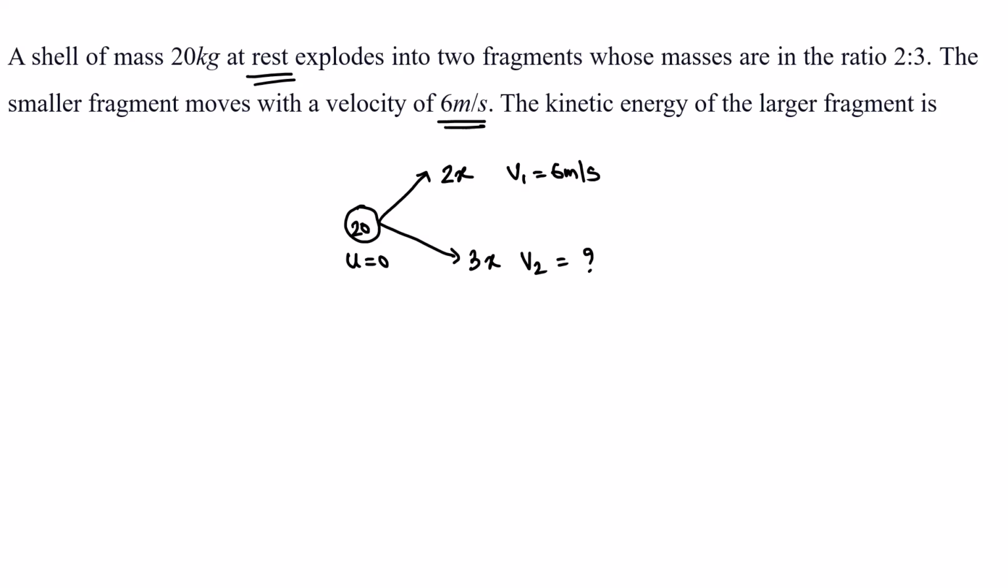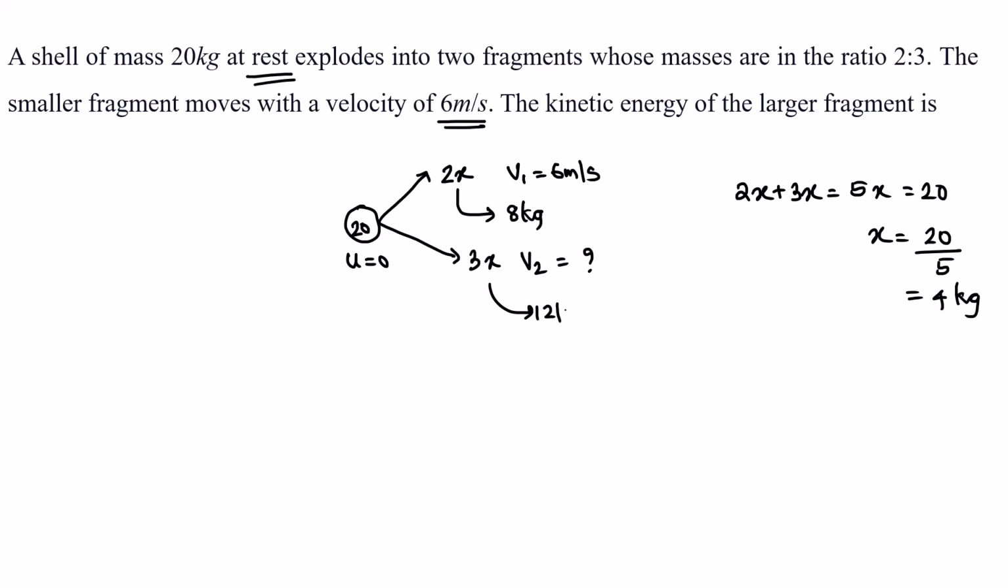Since 20 kilogram mass is split up into the ratio of 2x to 3x, that means 2x plus 3x, that is 5x equal to 20. Therefore, x is equal to 20 divided by 5, that is equal to 4 kilogram. If x is equal to 4 kilogram, the mass of the smaller fragment is 8 kilogram and the mass of the larger fragment will be 12 kilogram.